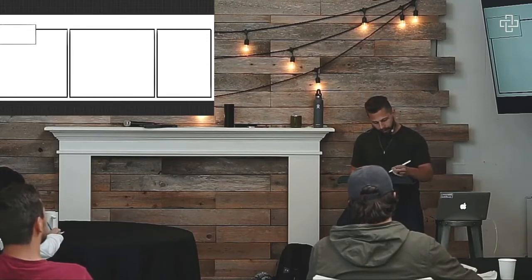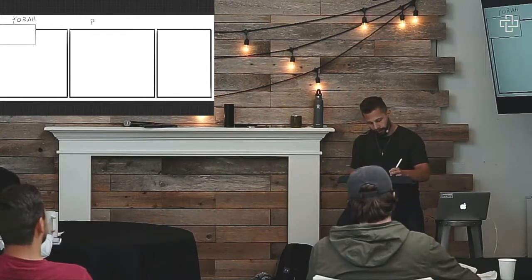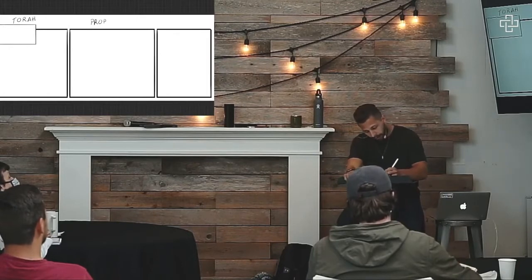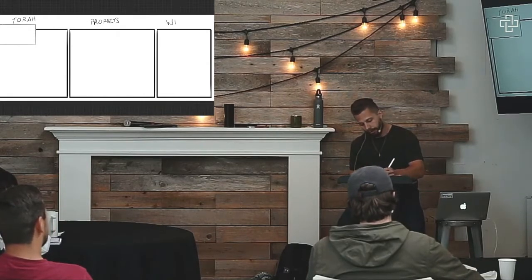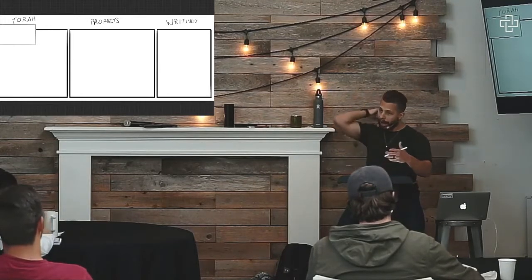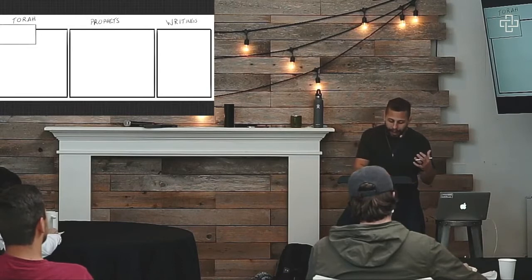So our first box is going to be the Torah. Our second box is going to be, oh man, how do you spell prophets? It's been a long day. Prophets? Yeah, cool. And then our last box is going to be the writings. We're thinking through how the Bible presents the Bible, especially how Jesus learned and read his Old Testament Bible.